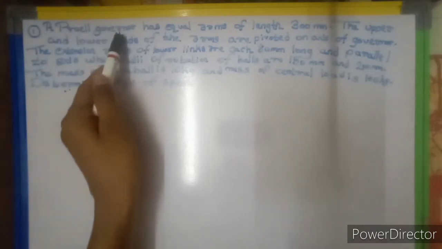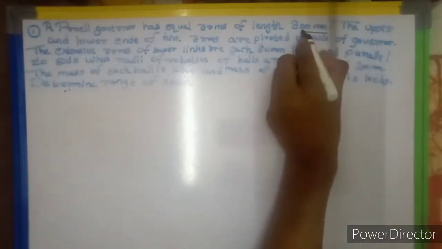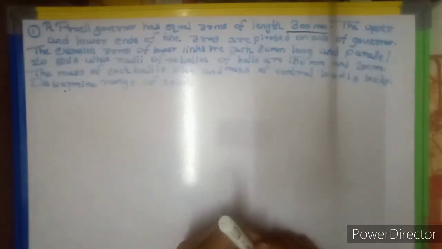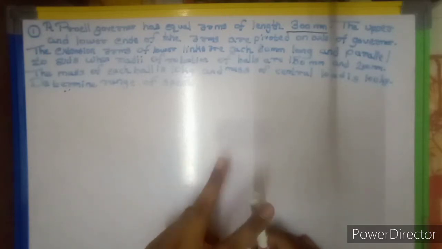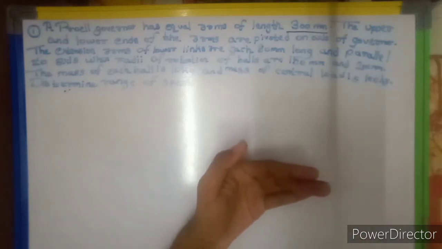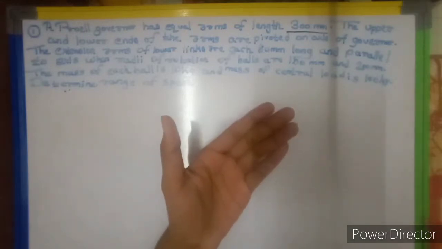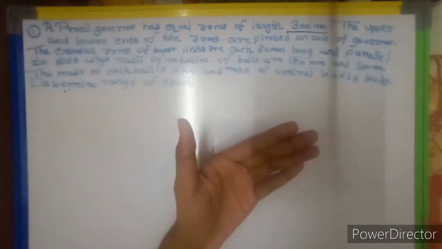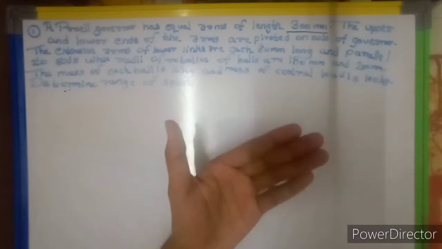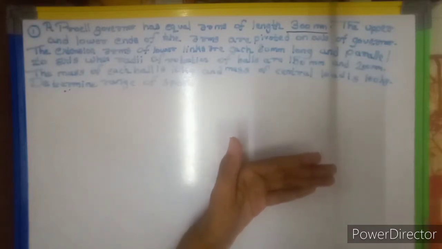A Proell governor has equal arms of length 300 mm. So length is given 300 mm. The upper and lower end of the arms are pivoted on the axis. They are joined with the axis directly, that is, no certain distance is given from the axis. So since both the arms are directly attached to the axis, the ratio k, tan beta upon tan alpha, will be 1.